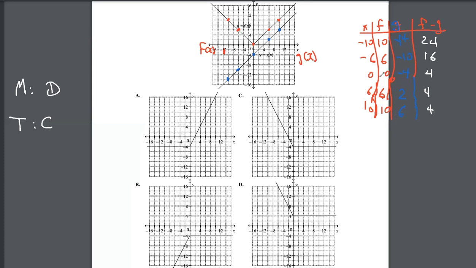So from 0, it became 4. And the only one that has that is this right here. See here, when x is 0, it's 4. When x is 6, it's 4. When x is 10, it also gave me 4. Now let's see, when x is -6, what did it give me? It gave me 16, which matches. So that's what the answer is.